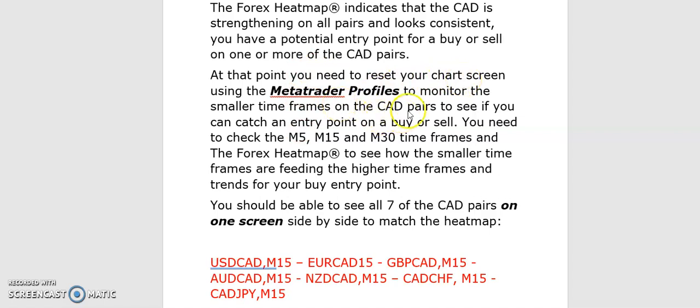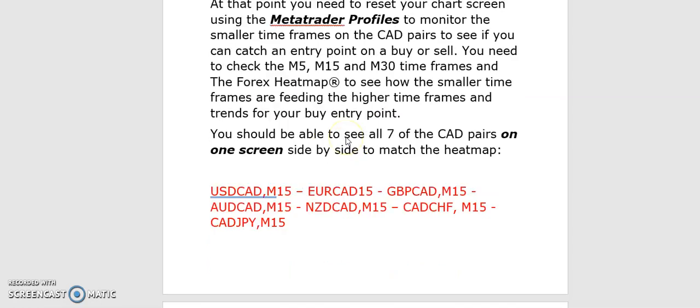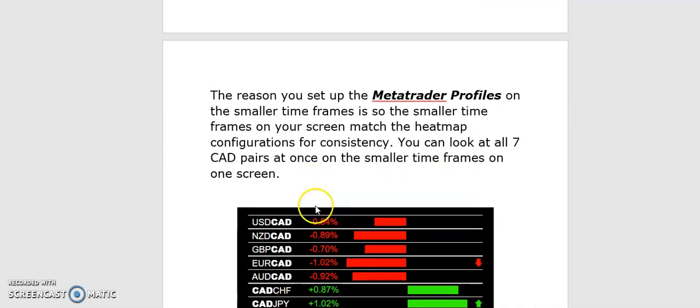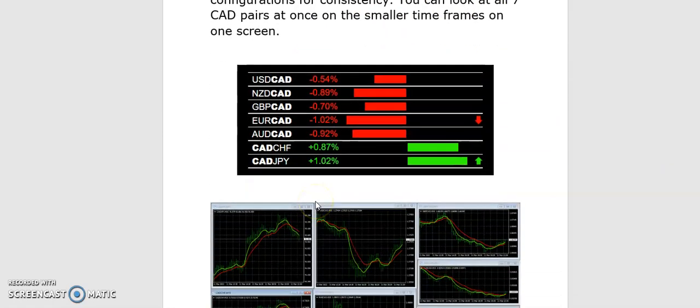At this point, you can go check your charts on one screen, or you can use the Metatrader profiles. On the Metatrader profiles, you can see all of the Canadian dollar pairs together on one screen. There are 7 of them. Let's say, for example, you have a Metatrader profile set up on the 15-minute time frame, and these are your trade entry time frames. All 7 of them will be on the same screen. So you set up the Metatrader profiles for the Canadian dollar pairs. You can set them up for all of the currencies, but we'll use the Canadian dollar for our example.